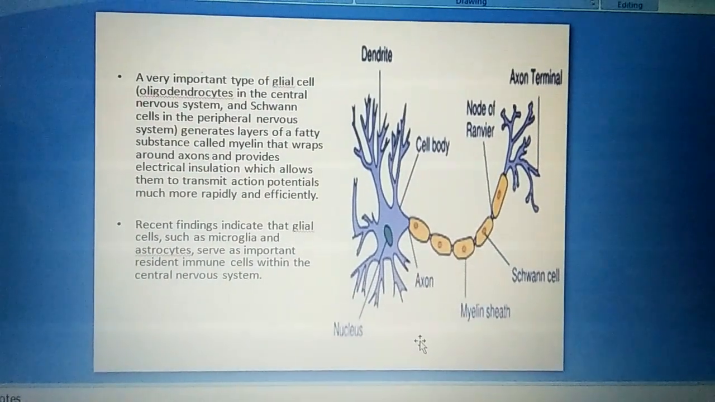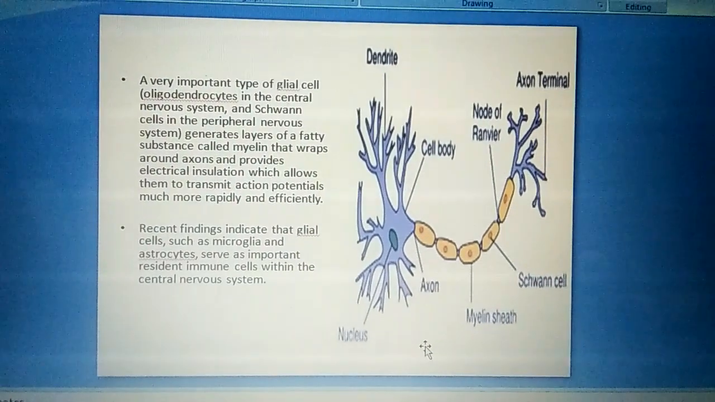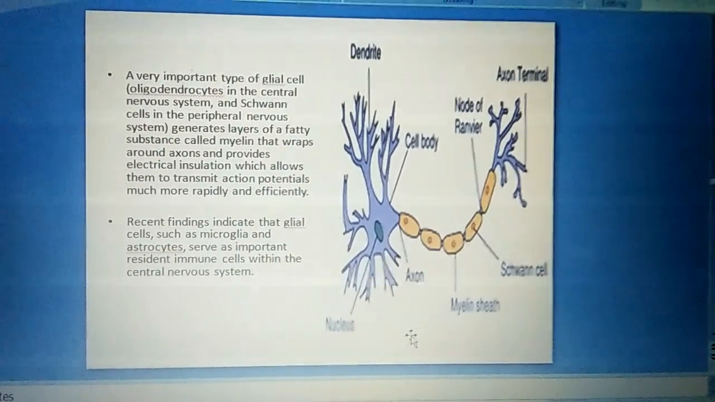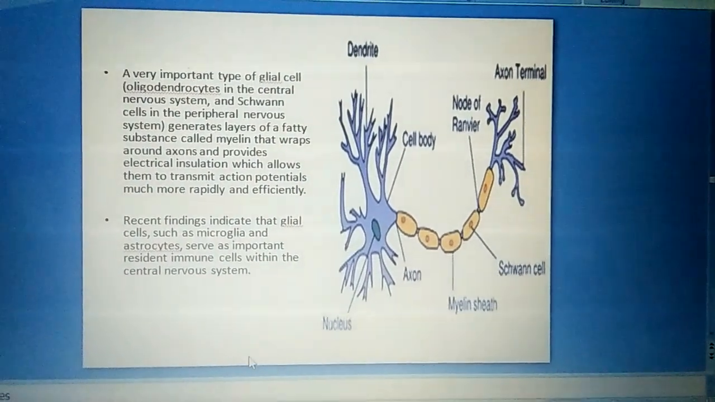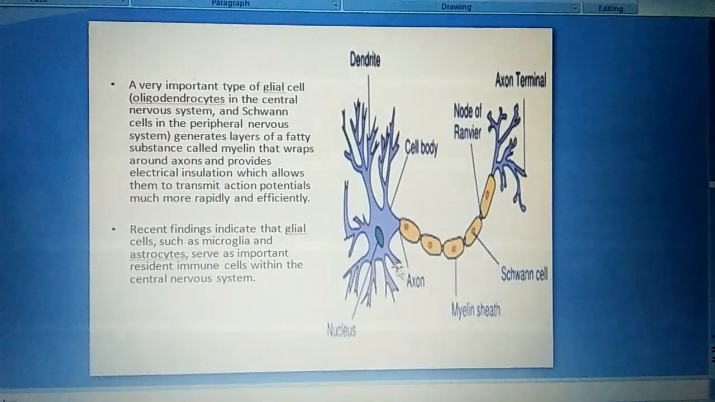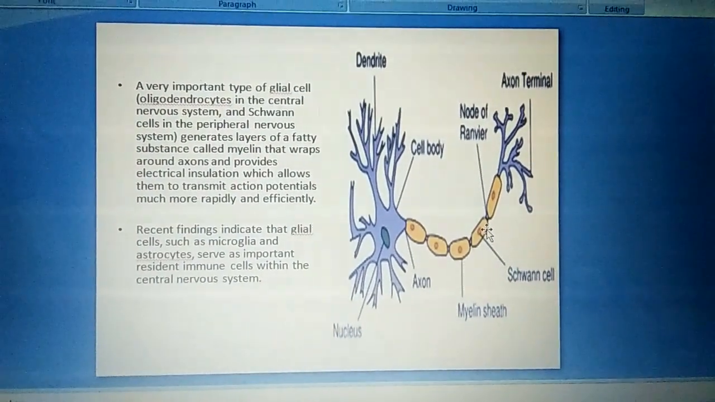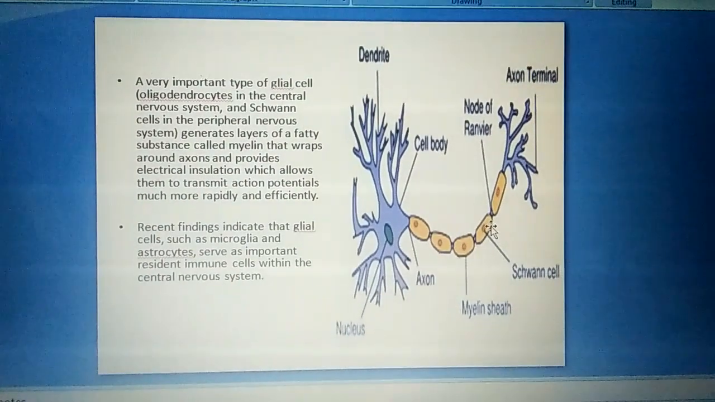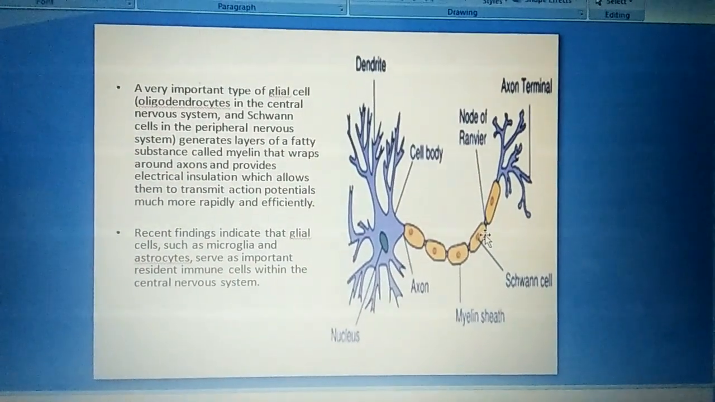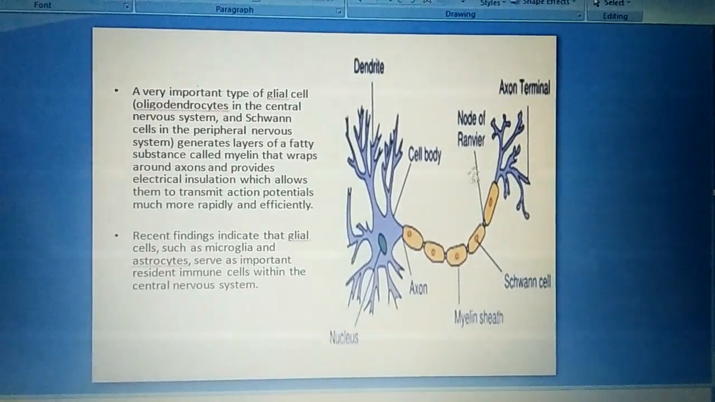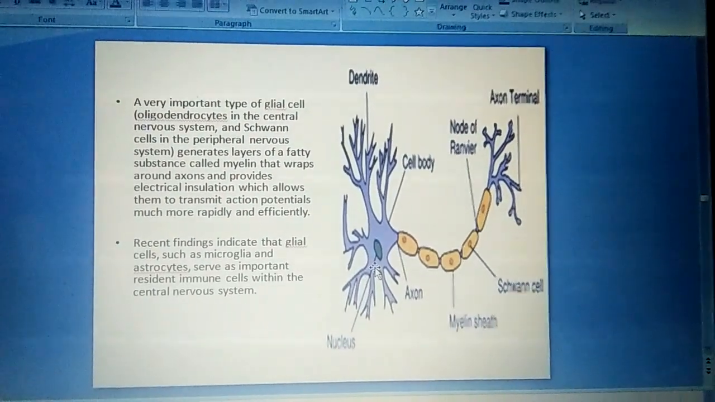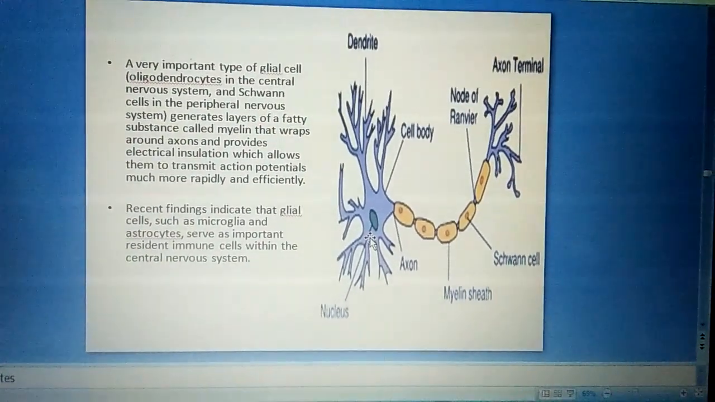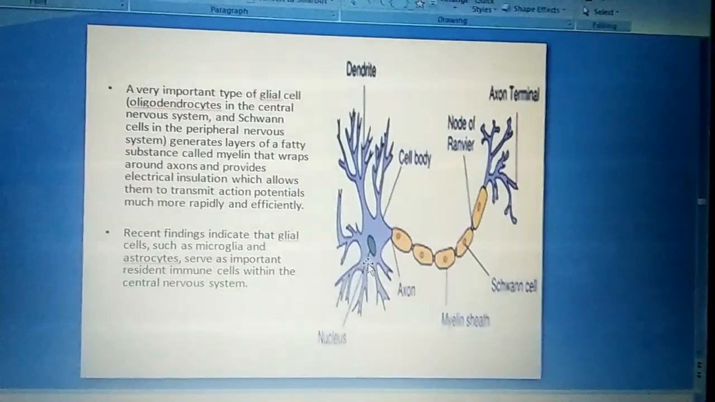A very important type of glial cells, oligodendrocytes in the central nervous system and Schwann cells in the peripheral nervous system, generate a layer of fatty substance called myelin sheath that wraps around axons and provides electrical insulation which allows them to transmit action potentials much more rapidly. We can see here. Glial cells such as microglia and astrocytes serve as important resident immune cells within the central nervous system.